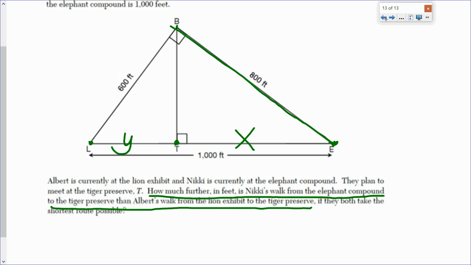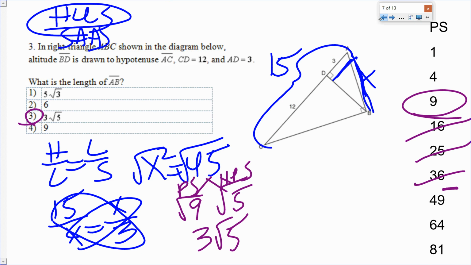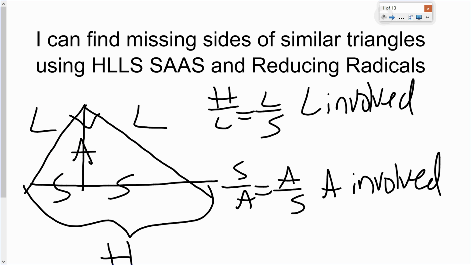So listen, this is a very important lesson Regents-wise. They're definitely going to ask you HLLS. A radical is very likely to come up somewhere, and likely they come up in the same question. So, to do HLLS, determine if there's a leg involved or an altitude involved. If there's a leg involved, use hills. If there's an altitude involved, use SAS.